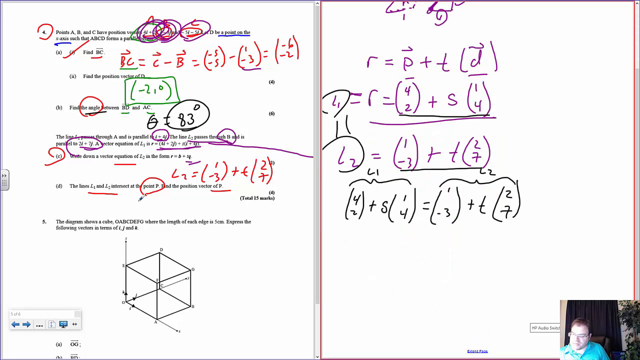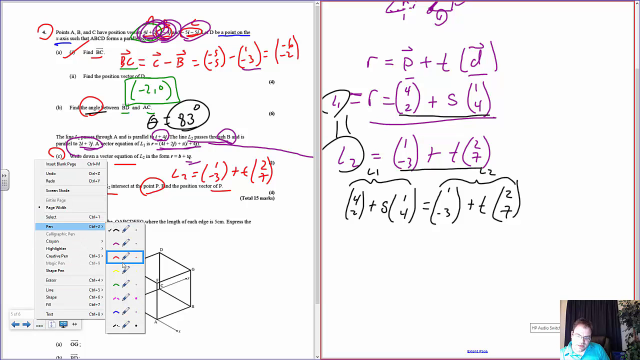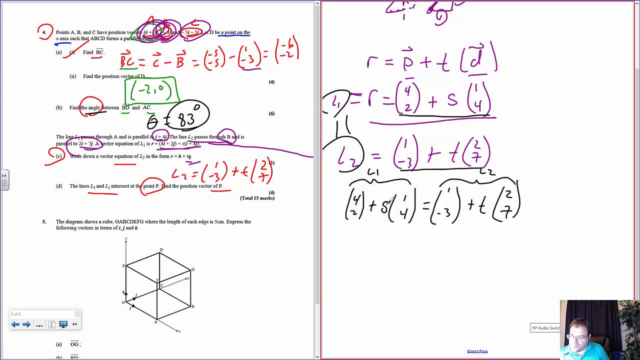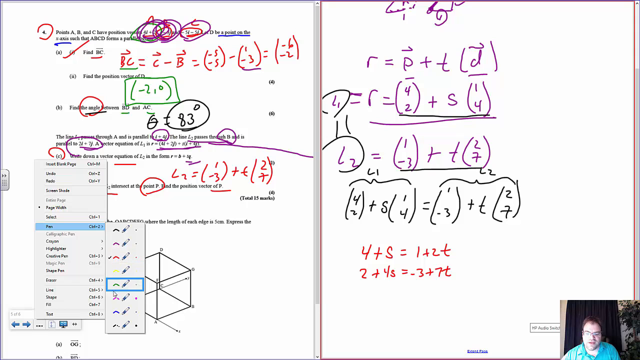So let's actually figure this out by creating a couple of equations to make a system. 4 plus 1 times s, which is 4 plus s, is equal to 1 plus 2 times t, so plus 2t. Another equation is 2 plus 4 times s, so 2 plus 4s equals -3 plus 7 times t, so plus 7t. Now I have to solve this system of equations for my two unknowns, which are s and t. s and t are not the answer, they are just scalars, okay? The answer is found by using s and t once you find them.